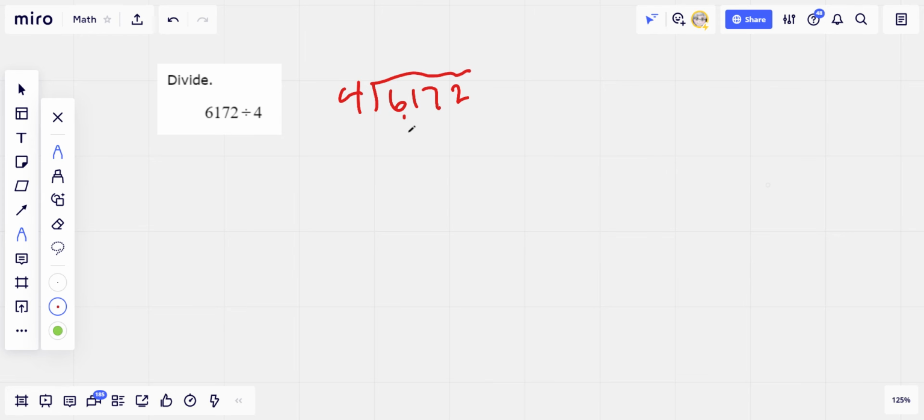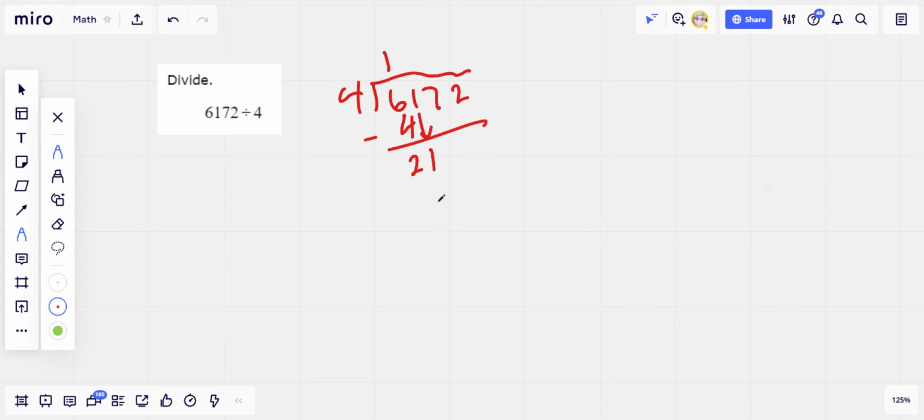What's 6 divided by 4? I think we can only fit one 4 in there because 2 4's would be 8. So we'll put a 1 up here. That's the division step. Now the multiplication step, 1 times 4 is 4. And then the subtraction step. So 6 minus 4 is 2. And then we bring down the next number.